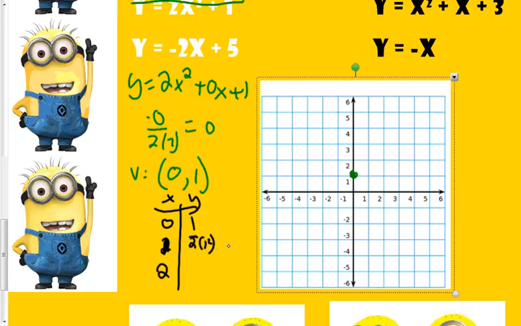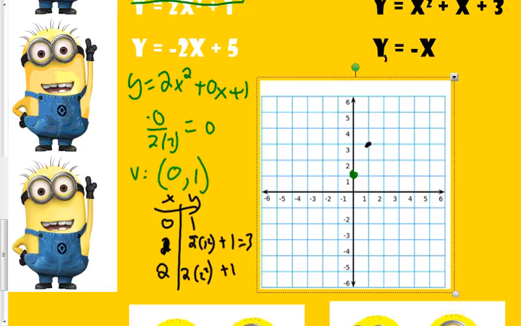Plus 0 plus 1. So that's going to be 2 times 1, so that's going to be 3. So we have the point 1, 3. Plugging in 2, we'd have 2 times 2 squared. 2 squared is 4, times 2 is 8. Plus 1, we'd have 9. So 2 and 9.